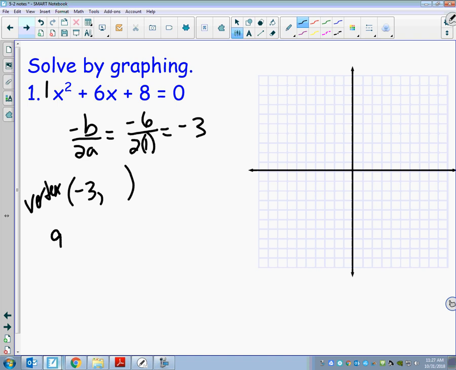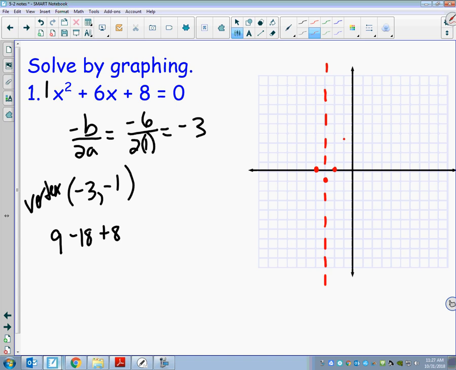You can use your calculator, but be careful. Negative 3 squared is 9. 6 times negative 3 is negative 18, plus 8. So 17 minus 18, I think that's negative 1. The vertex is the key point there. If I can get negative 3, negative 1, that is the center of my graph. Then I'm just going to go over 1, up 1, and then it goes 1, 3, 5.